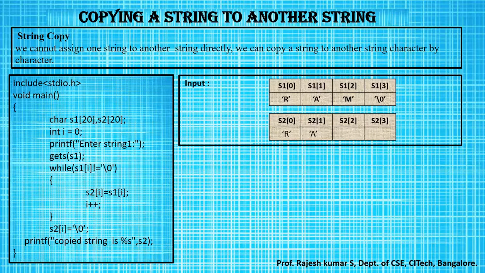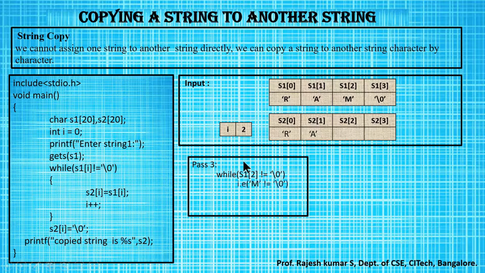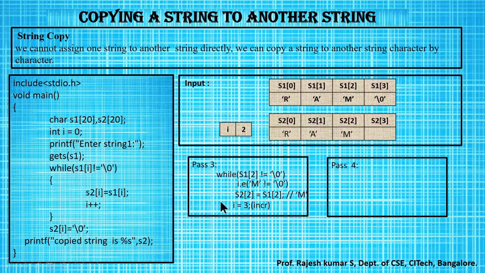Now when the I value becomes 2, in the third pass, S1 of 2. What is S1 of 2? S1 of 2 is M. Is M not equal to null? Yes, M is not equal to null. When the condition is true, we come inside, where S2 of 2 is equal to S1 of 2. Now, what is the value stored at S1 of 2? M is stored. This value is accessed and stored in S2 of 2. In this particular location, we insert M, and I gets incremented.